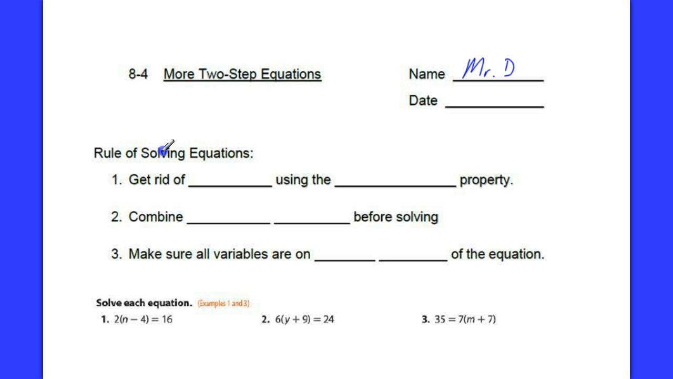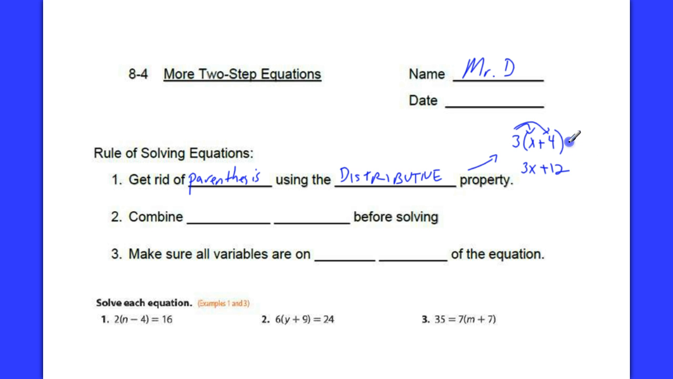Number one, in the first line there, we want to write: get rid of parentheses using the distributive property. Well, the distributive property, you might remember, hopefully, is like this. If you have a number multiplied by a parenthesis, we have to multiply each term in that parenthesis by that number. So that's 3x plus 3 times 4 is 12. So that's an example of the distributive property.